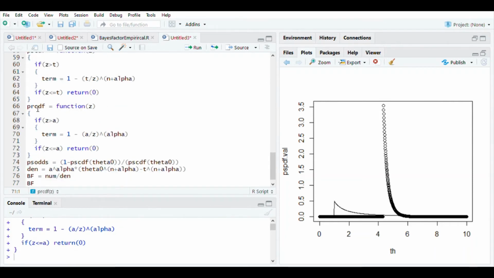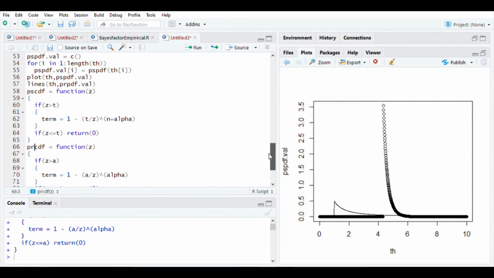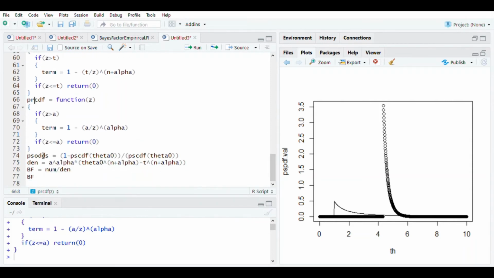Oh, I am sorry, the first is posterior, the second is prior. Correct. Now let us check the prior CDF at a point, say A, because theta should be greater than A according to the prior. So A plus 0.1.